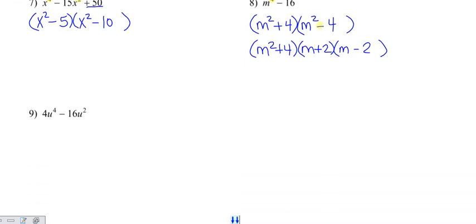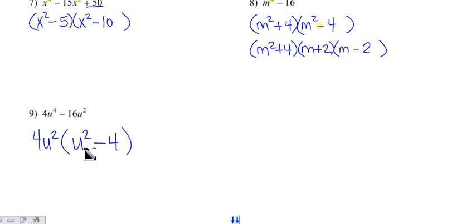Number 9. You might look at this and realize everything is perfect squares. But before you start splitting it into 2 parentheses, I always want you to ask yourself, do they have something in common? Because you should start your factoring there. They do. They're both divisible by 4, and they both have a u squared. So I'm going to write down what they have in common and divide it out. If I take 4u squared and divide it into 4u to the 4th, I'm left with u squared. 4u squared divided into negative 16u squared leaves me with negative 4.